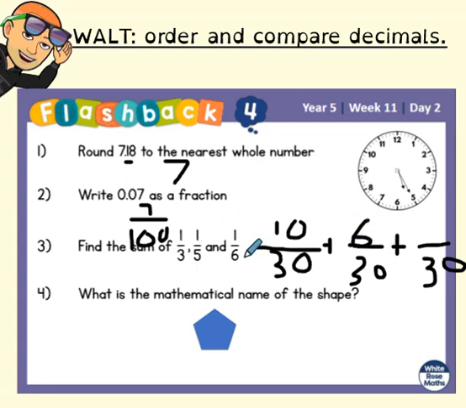And then how do I get from 6 to 30? I times that by 5. Times my numerator by 5. 1 times 5 is 5. Add up my total then. 10 add 6 is 16. Add on my 5 is 21 over 100.